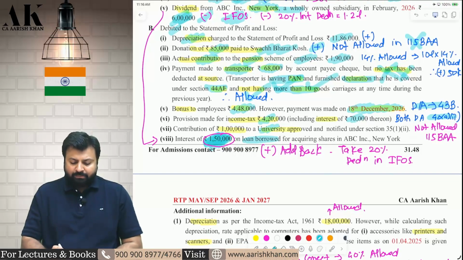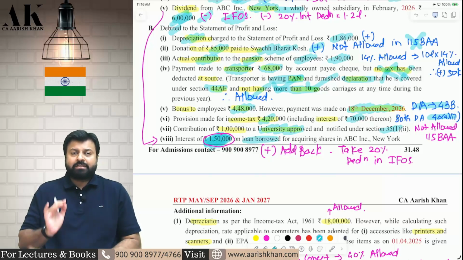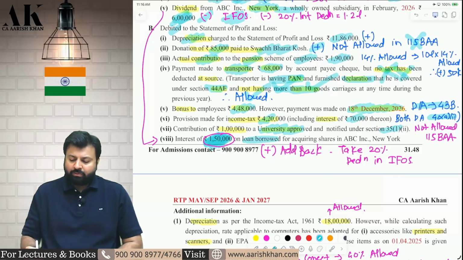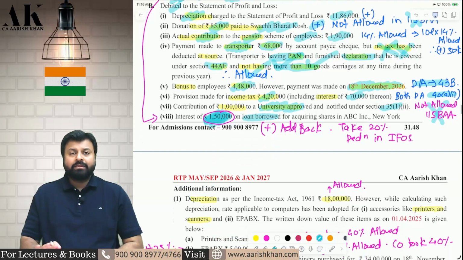Next is you are giving some donation to a university which is approved under 35(1)(ii). That is Scientific Research Association. Therefore, that is not allowed in 115BAA, therefore disallow that. This donation to Scientific Research Association is disallowed under PGBP under 115BAA. Under normal provision it is allowed, under 115BAA it is not allowed.